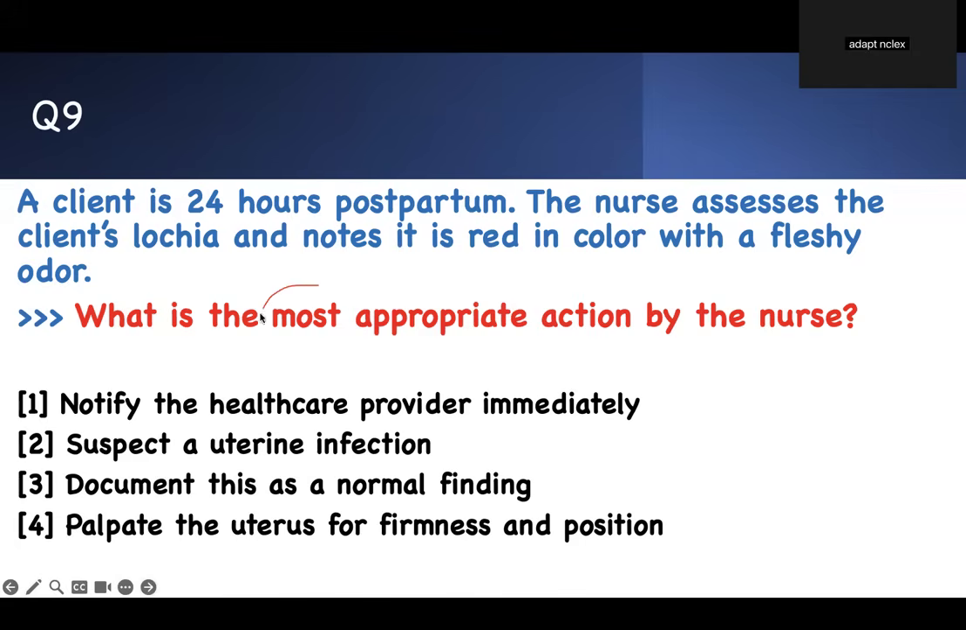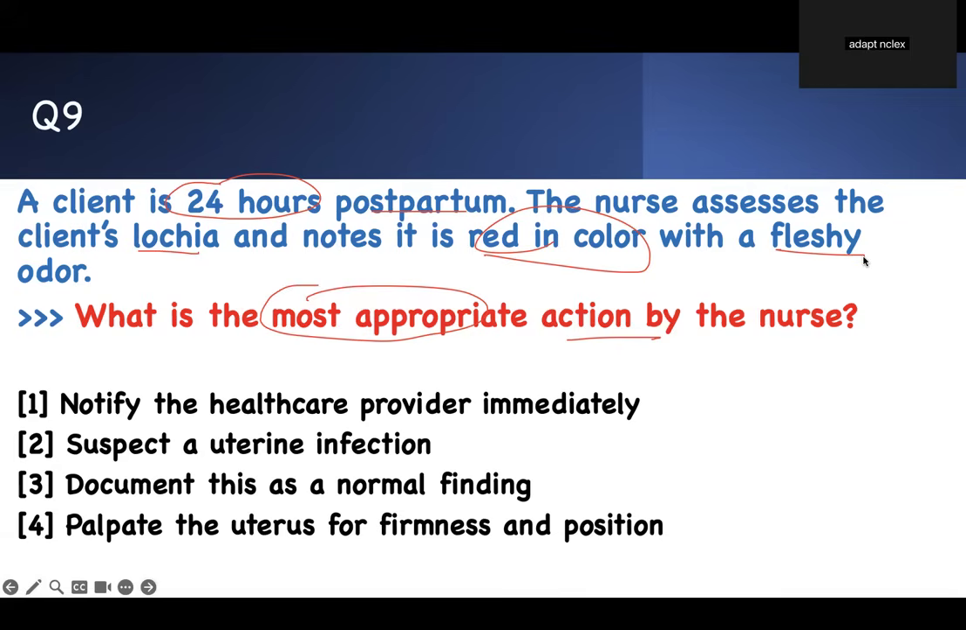Buzzword: most appropriate. That means which action is appropriate. A client is what? 24 hours postpartum. That is the buzzword. She's 24 hours. There's a reason why I give you time. 24 hours means something. What should you expect the lochia to be? They told you it's red in color and fleshy. There's a reason why. What do you do? 24 hours, I see this lochia. What do I do? You see, I'm changing the question the way it's written to my own.